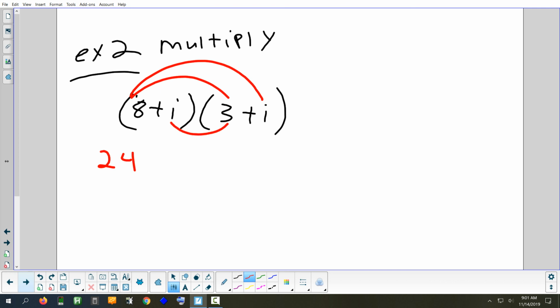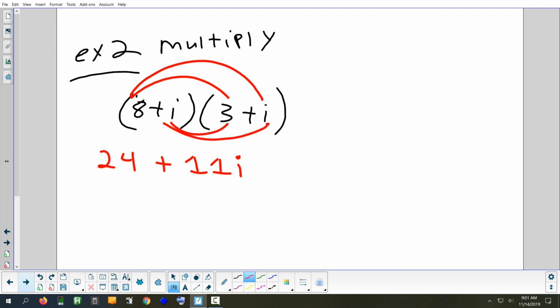3i. So I'm going to write this down. What's 8i combined with 3i? 11i. So I just combined the 8i and the 3i all at once. Okay. Now the last one.